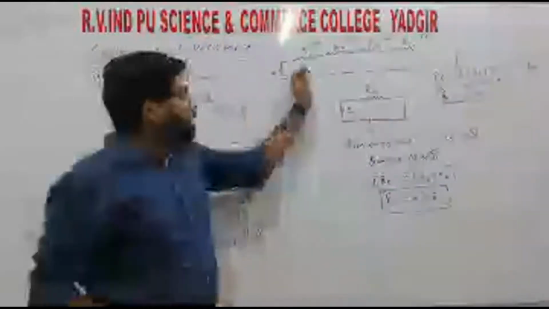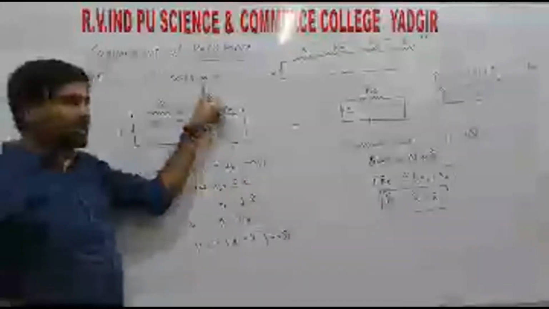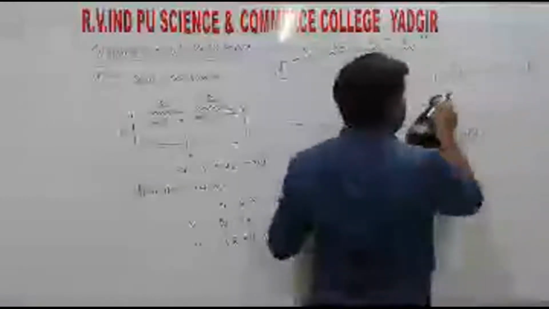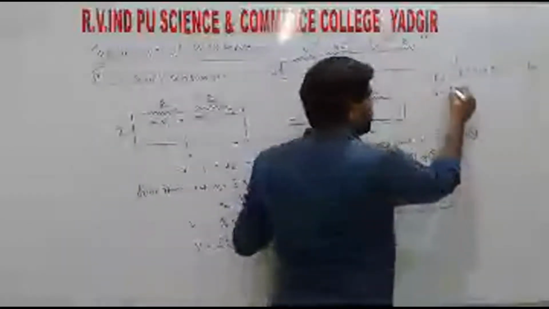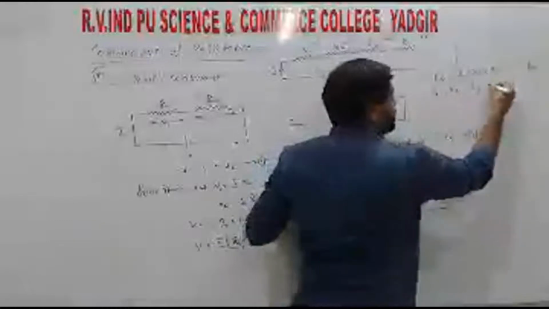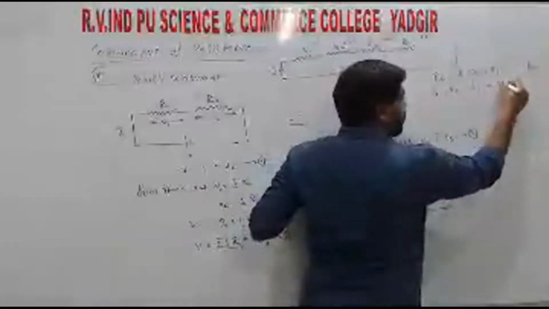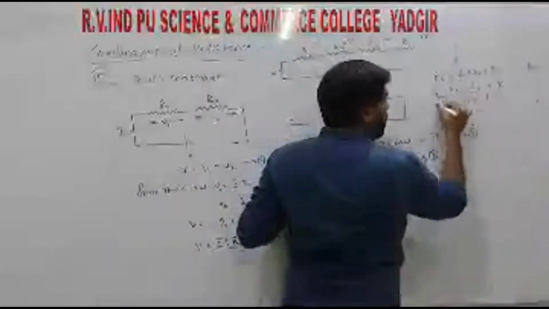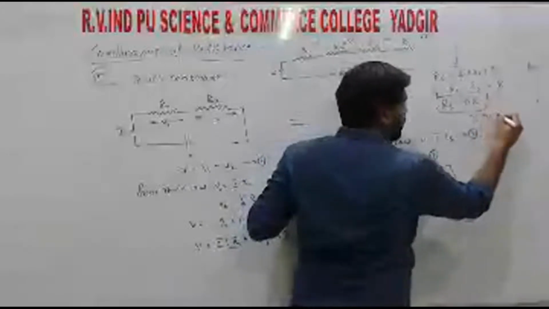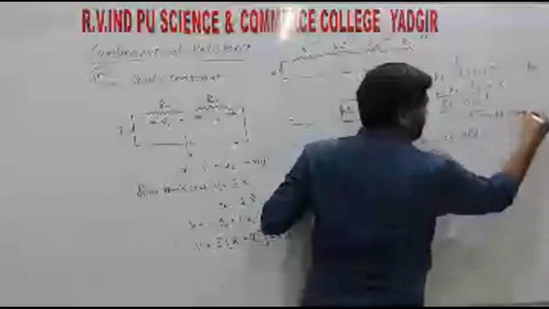So it is just an algebraic addition when all the resistances are connected in series. Next, if all the resistances have the same value, that means R1 is equal to R2 is equal to R3 up to Rn, we have the common resistance R. So directly we can write Rs is equal to N into R, where N is the number of resistances.